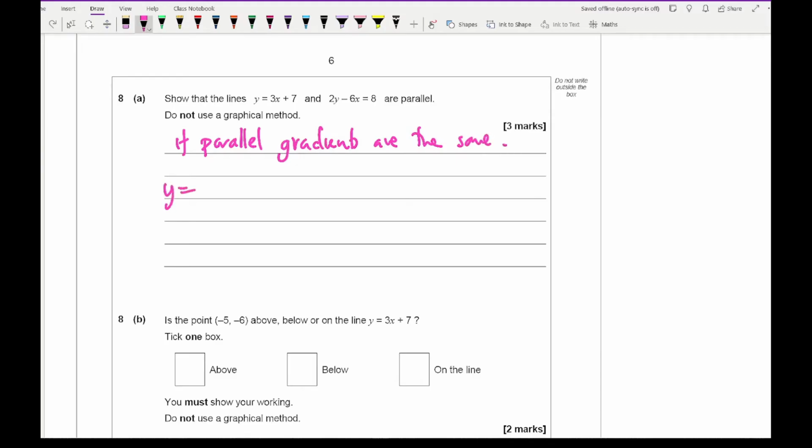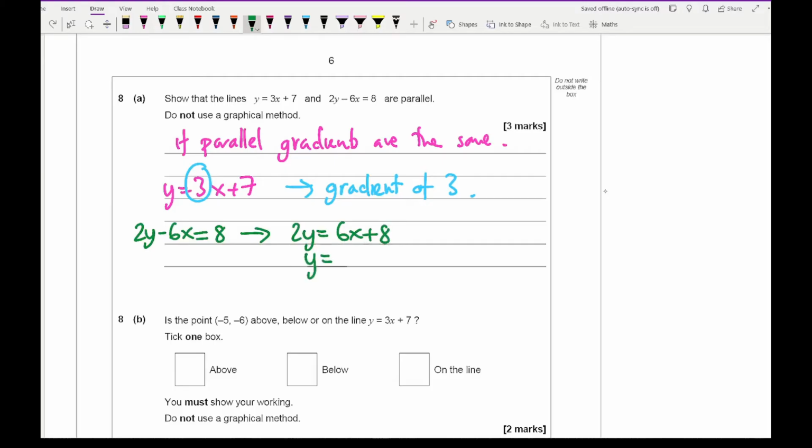So here with y equals 3x plus 7, the gradient is the number of x's. So here we've got a gradient of 3. Then with 2y minus 6x equals 8, well, I need to do a bit of rearranging. So that's going to be 2y equals 6x plus 8. And then we've got y equals 3x plus 4. So as you can see here, we've got another gradient of 3. And as they're both the same, they are parallel.